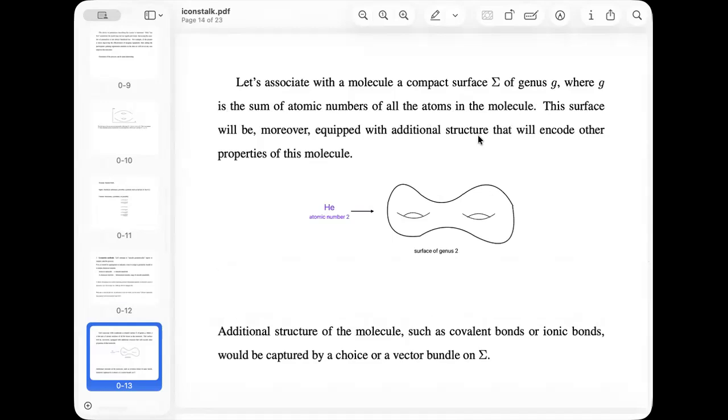Let's assign to a molecule a compact surface sigma of genus G, where the positive integer G equals the sum of the atomic numbers of all the atoms in the molecule. We also equip sigma with extra structure to account for bonds and other additional information that characterizes this molecule. For example, for the atom of helium, which has atomic number 2, sigma has genus 2. For both neon atom or a molecule of water, the genus would be 10, and that's why we need additional structure on sigma, such as a vector bundle, to distinguish one from the other.